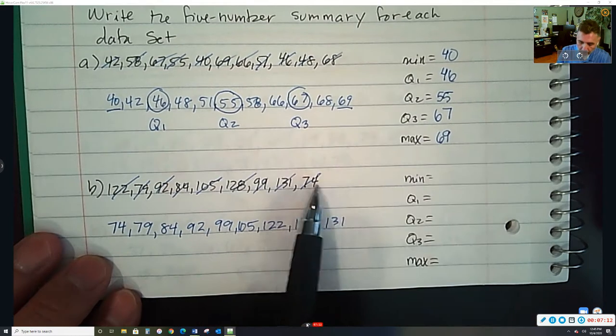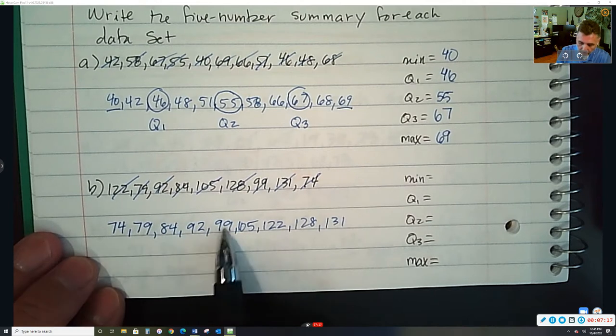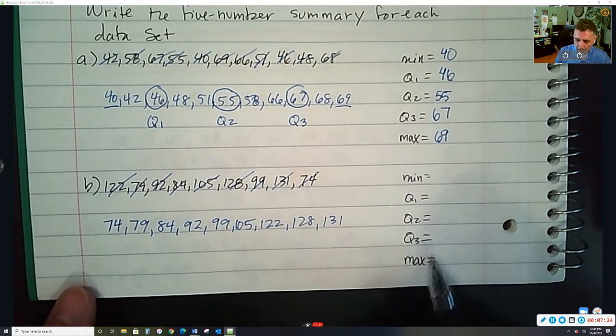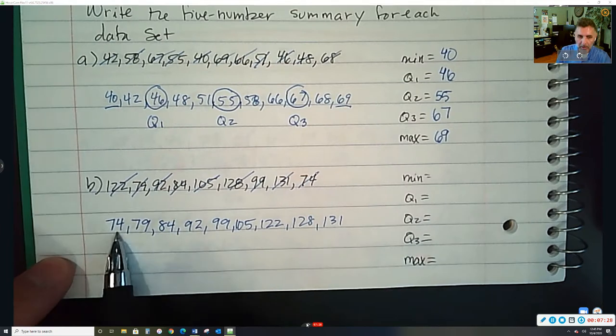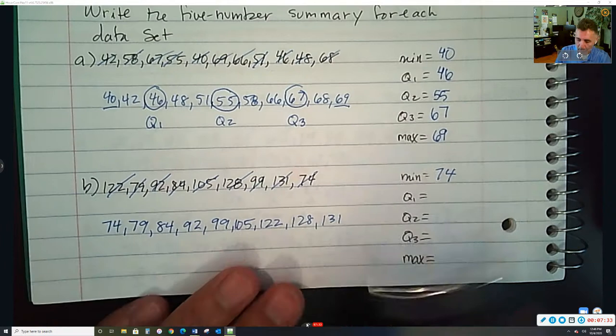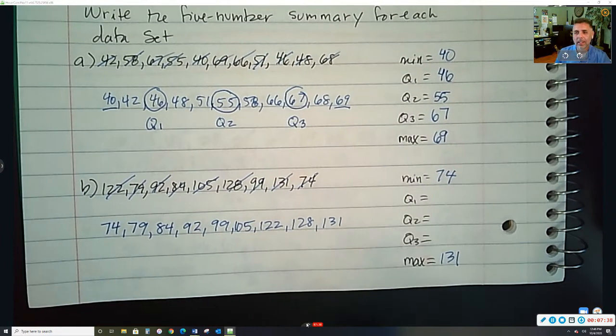And again, count them. 1, 2, 3, 4, 5, 6, 7, 8, 9. Again, let's pick out the minimum and the maximum. Those are the easy ones to figure out. The minimum is the smallest number. The maximum is the biggest number. Okay, and everybody should be able to do that. Put it in order, pick out the small one, pick out the big one.